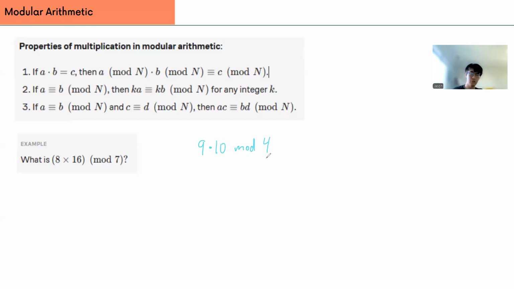Nice, yeah. So what we do here is we say 9 leaves a remainder of 1 when you're dividing by 4. So you replace the 9 with a 1, and then you replace the 10 with a 2, because 10 is 2 mod 4. So then you get congruent to 2 mod 4. Right? Isn't that so much easier than multiplying and then dividing by 4?